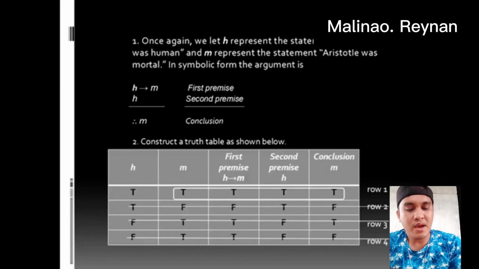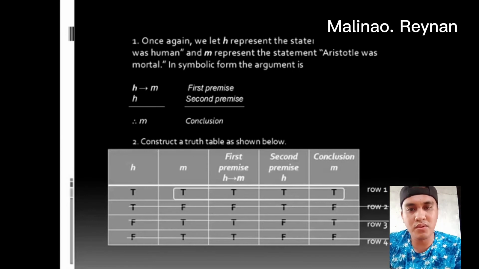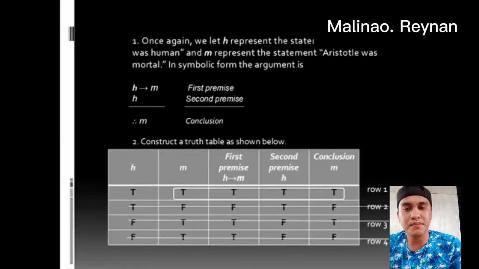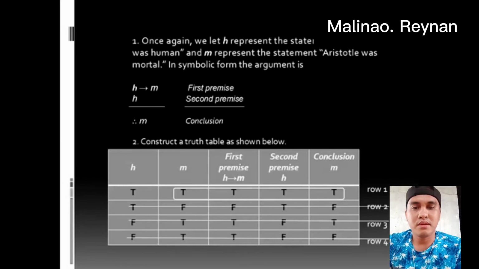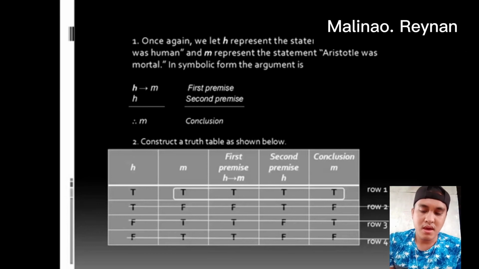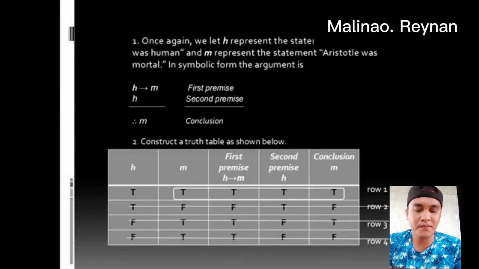In row 1, we have the first premise true, the second premise true, and the conclusion true. In row 2, the first premise is false, the second premise is true, and the conclusion is false. For row 3, we have the first premise true, the second premise false, and the conclusion true. And last, in row 4, the first premise is true, the second premise is false, and the conclusion is false.